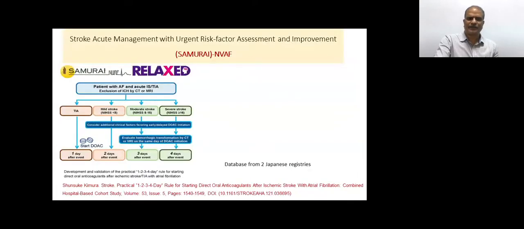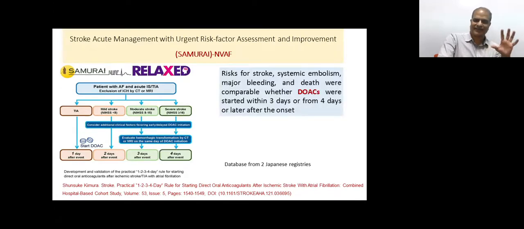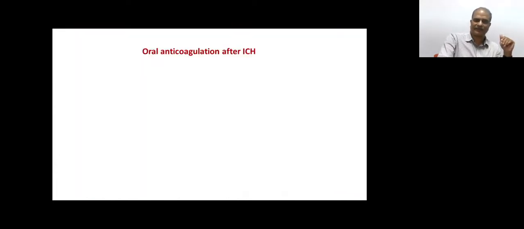So there are new guidelines called the SAMURAI non-valvular AF study, from 2 Japanese registries. This is mainly for use of newer anticoagulants following a stroke, when to start newer anticoagulants. So this has not yet come into practice, but this has to be validated in patients and then only we can use it.